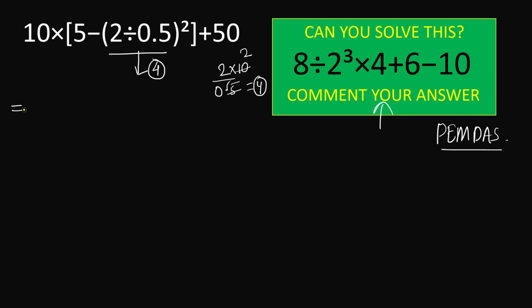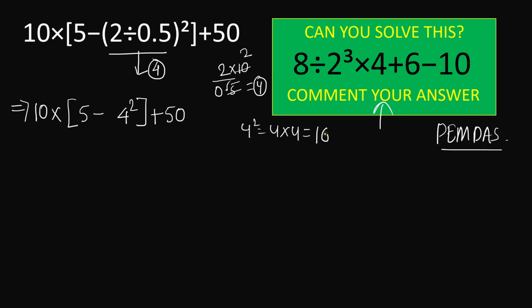Okay, so we will write 10 times (5 minus 4) squared plus 50, and again 4 squared is 4 times 4, which equals 16. So we'll simply write 16 in this place, and here we write 10 times 5 minus 16 plus 50.